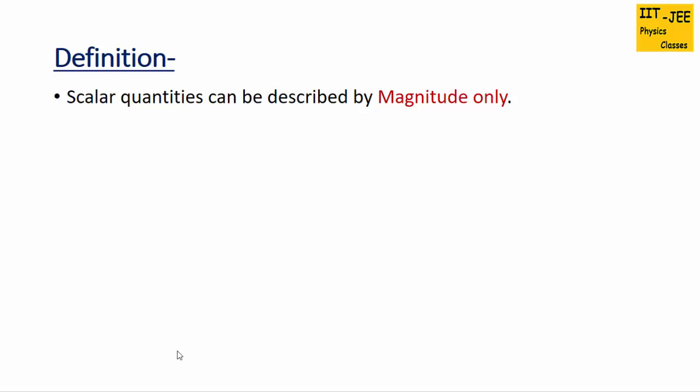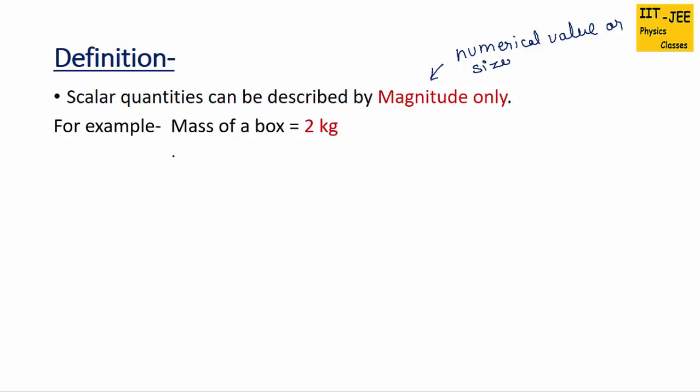So what are scalar quantities? Scalar quantities can be described by magnitude only. Magnitude means numerical value or the size of the quantity. For example, mass is a scalar quantity because it needs only the numerical value or the magnitude of the quantity. So suppose there is a box and its mass is 2 kg. So we will put 2 kg as the mass of the box.